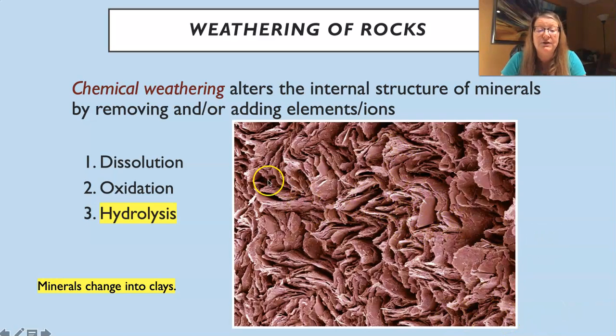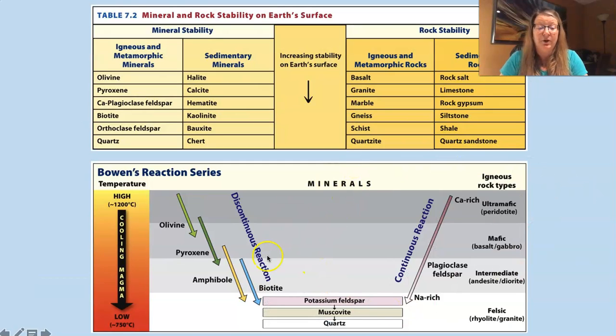They almost look like pages of a book that are sort of wrapped around each other and interlayered. And this is what a clay mineral is. On the bottom here should be a familiar image of Bowen's reaction series. And on the top, I have mineral and rock stability on Earth's surface. So we're looking at igneous and metamorphic minerals.